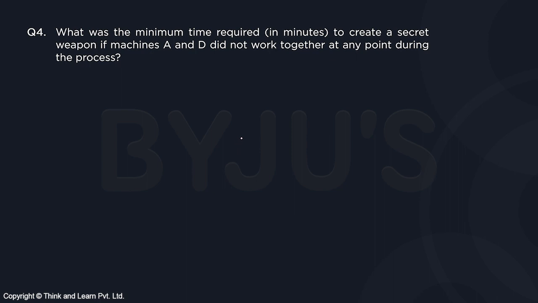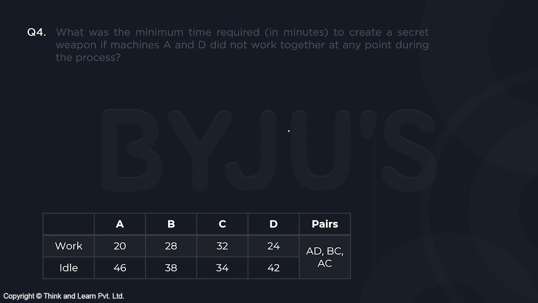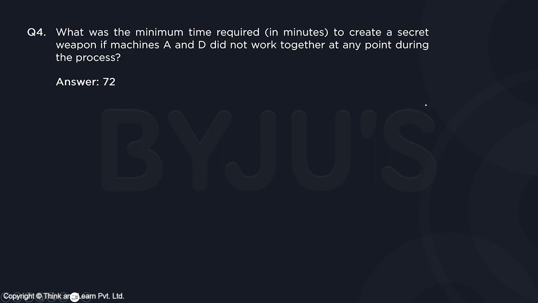Here comes question number 4. What was the minimum time required to create a secret weapon if machines A and D did not work together at any point during the process? I think we just discussed it in the previous question: if D has to work separately and does not work with A, then whatever order you take of these two groups, the total time has to be minimum 72 minutes, as we checked in the previous question. So my answer for this question is going to be 72 minutes. For that, you can of course refer to question number 3 solution as well.